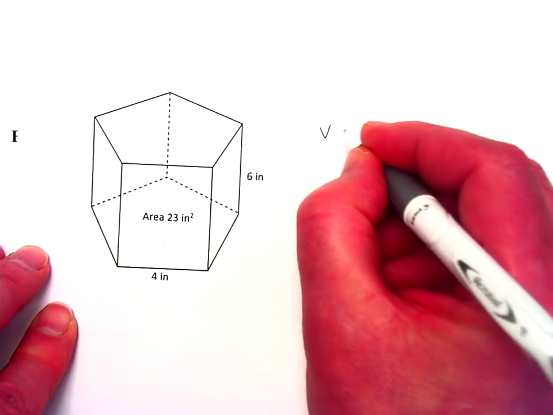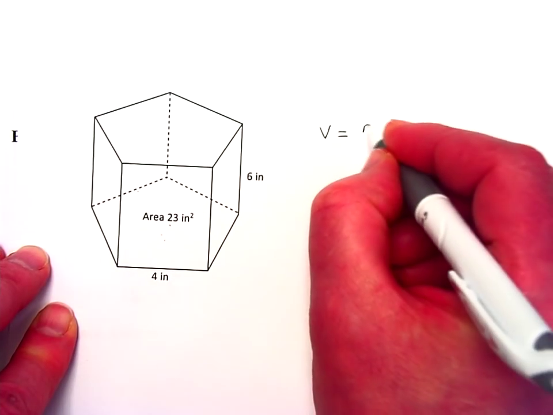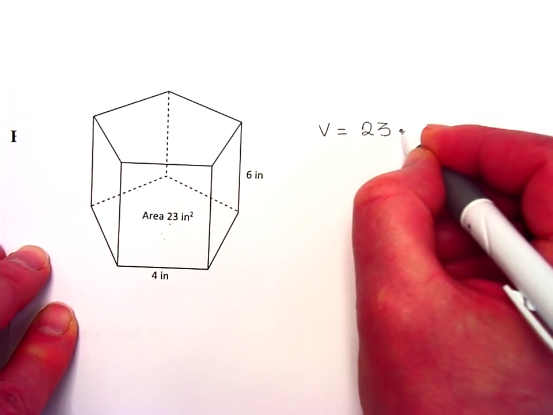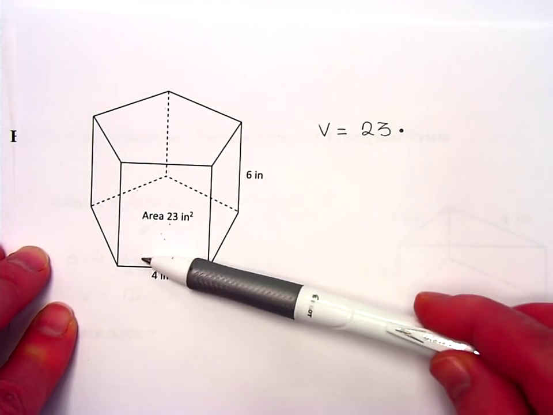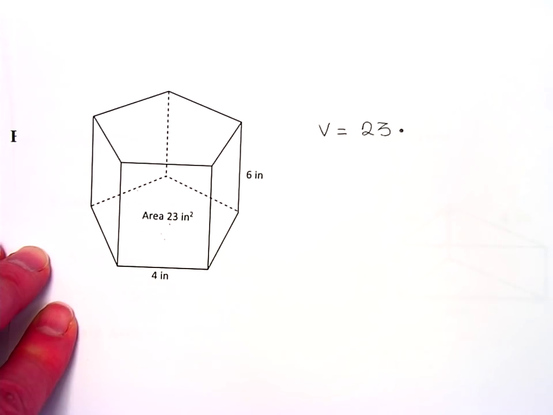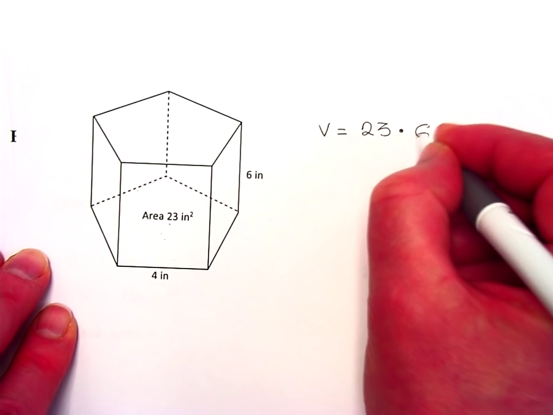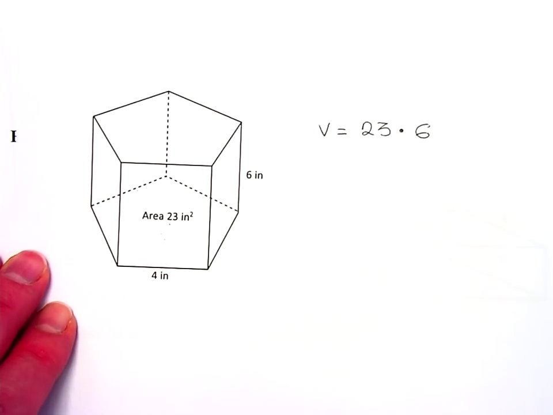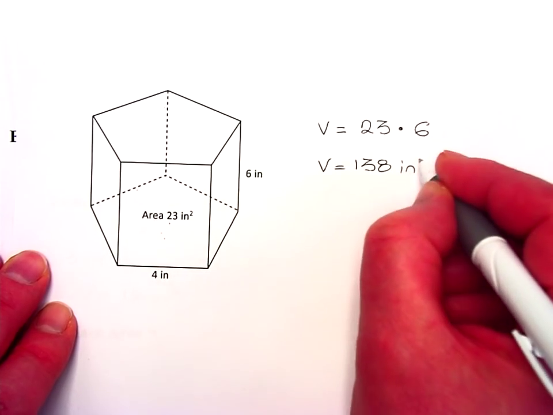So the volume of this pentagonal prism would be the area of one of the bases, and then multiply that by the height of the prism. How tall is the prism? It's the distance between the bottom and the top side, between the bases, which is 6 inches. And then we just simply punch that into calculator. 138, and don't forget inches cubed.